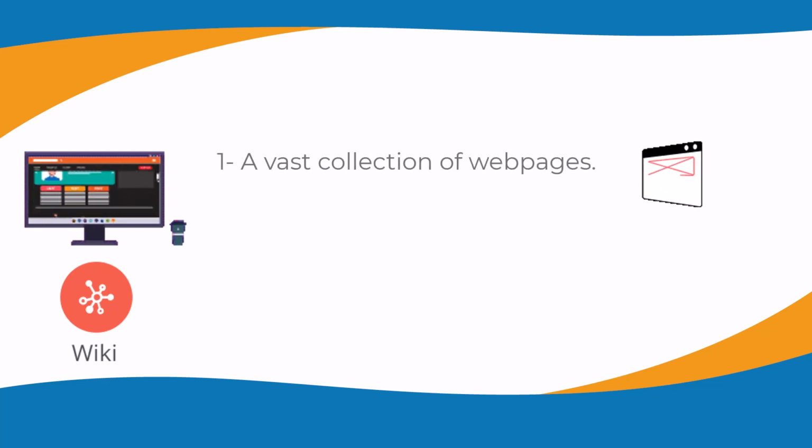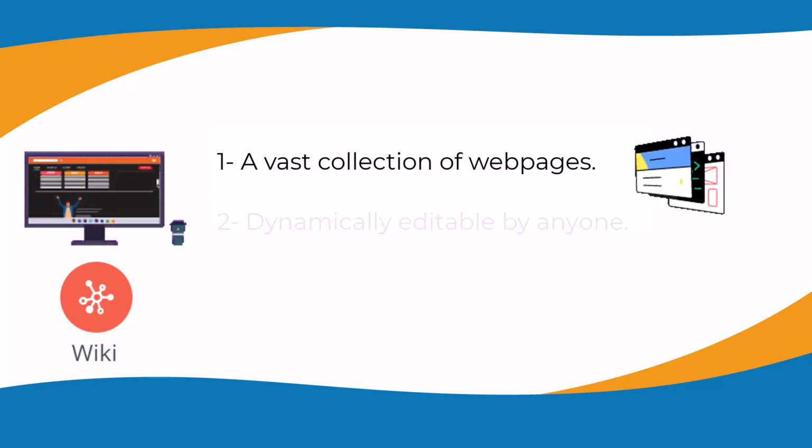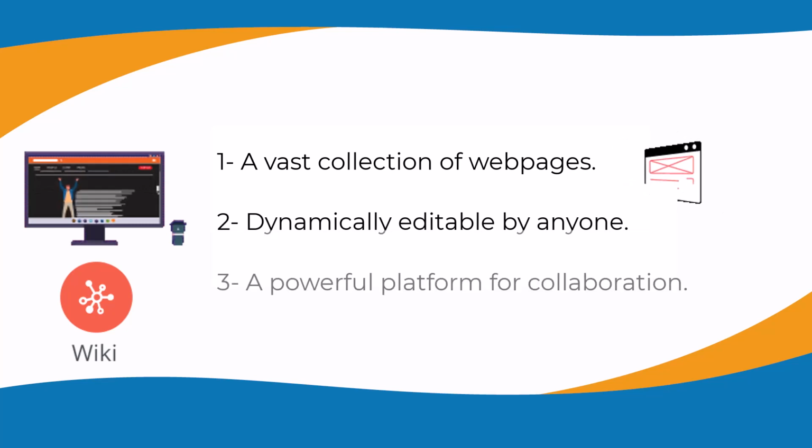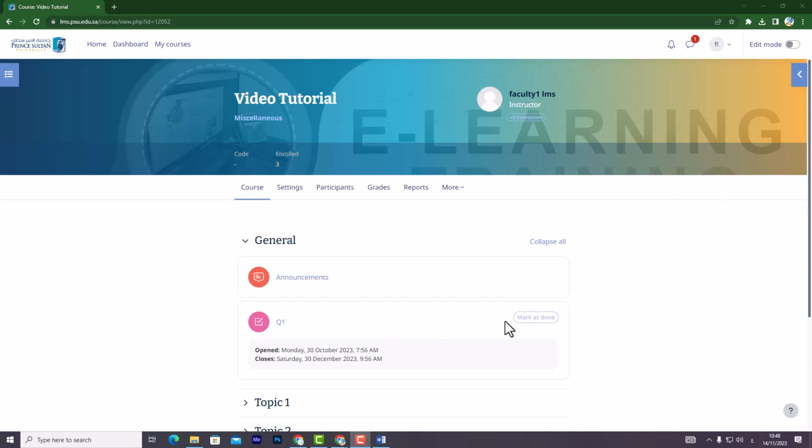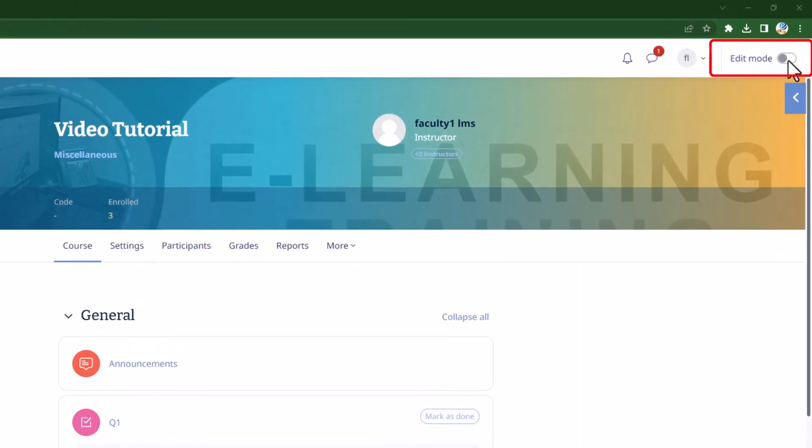In this tutorial, we will learn how to create a wiki in Moodle. A wiki is a collection of web pages that can be modified by others, making it an excellent tool for collaboration. First, go to your course and turn editing mode on.